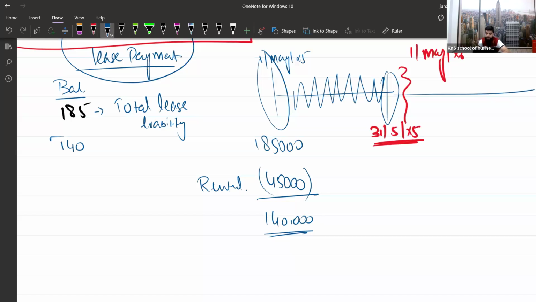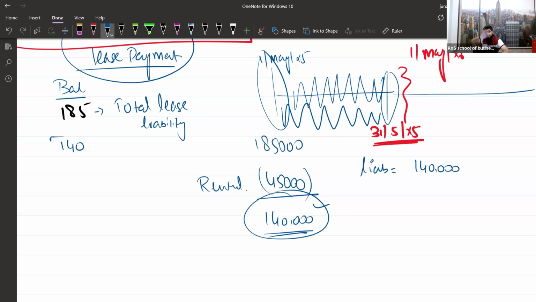Now, listen to me very carefully. The 1,40,000 is the outstanding liability throughout the year. It was not paid at the end of the accounting period, which means this 1,40,000 is the liability which is to be paid in the next accounting period. It is not yet paid, and you have to pay it in the next accounting period.